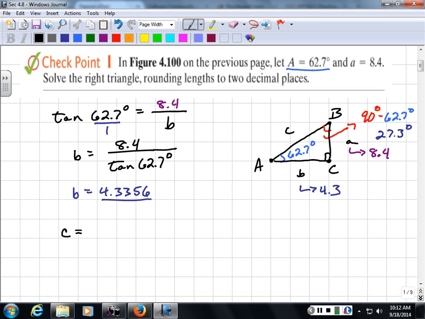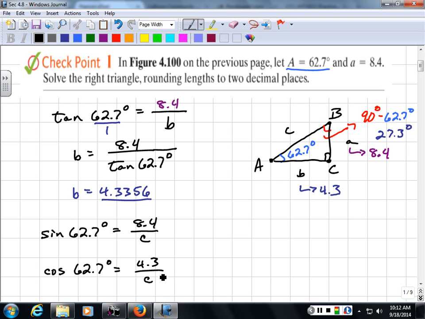Okay? So how do I find little c? Yes, Jesse. I can use the Pythagorean theorem. What else could I do? I could use trig, right? I could do the sine of 62.7 is equal to 8.4 over c. I don't really care which way you go. What else could I do besides that? I could do the cosine of 62.7 degrees is equal to 4.3 over c.